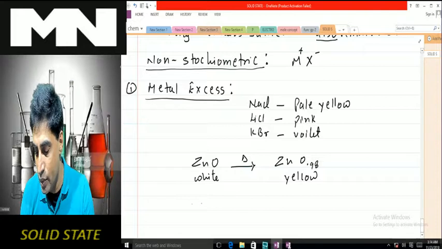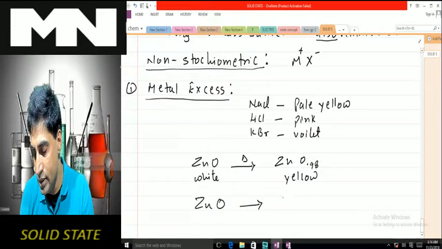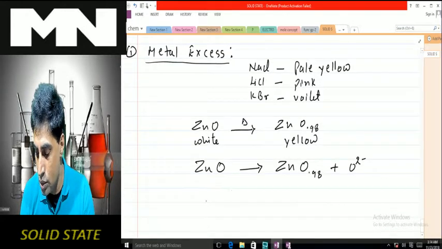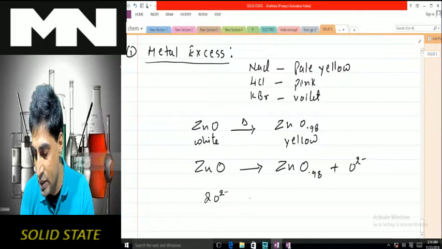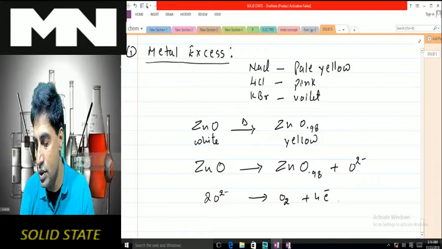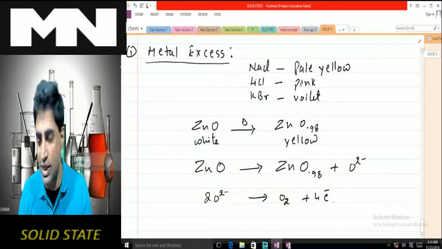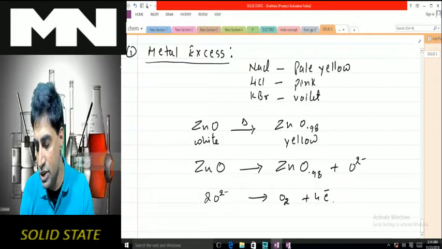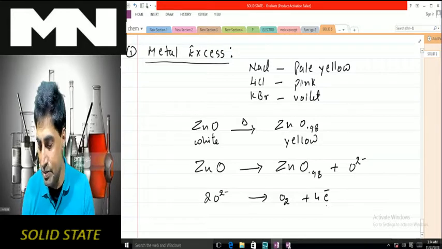Actually what is happening when you are heating zinc oxide, it is becoming ZnO with oxygen, say 0.98, and it is losing some O2 negative ions. These O2 negative ions will get converted to O2, losing 4 electrons, and these electrons will again occupy interstitial sites. They will behave like F center electrons and they are responsible for coloration. So this is how zinc oxide also becomes pale yellow. So this is metal excess imperfection.